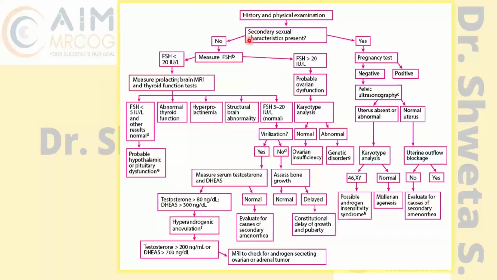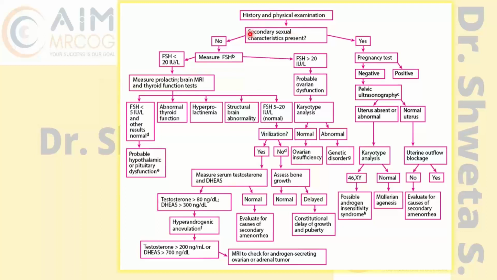Whenever a woman comes with amenorrhea, you first have to look for secondary sexual characters, whether they are there or not. If they are there, it means the hormone is intact, the hypothalamo-pituitary-ovarian axis is intact. If hormones are not intact, you have to check the hormone: you will look for FSH, whether it is less than 20 or more than 20. If it is less than 20, it means the hypothalamus or pituitary is failing. If it is more than 20, it means the ovary is failing.